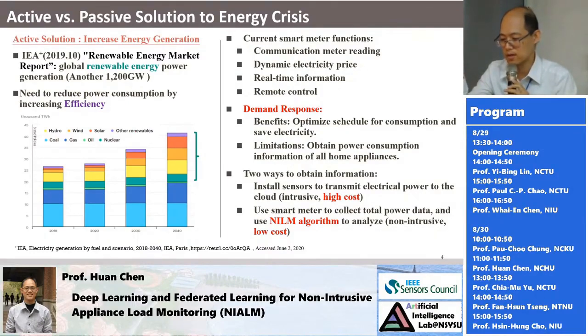One is the intrusive way. We can install more and more sensors to transmit the electrical power to the cloud. This is called intrusive load monitoring. This is a very high cost because you have to install many devices in your home.